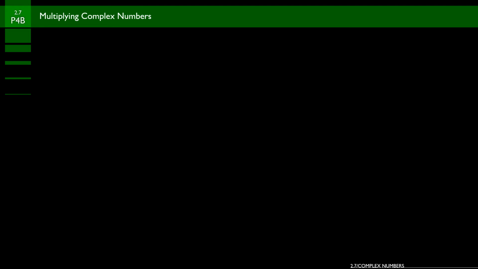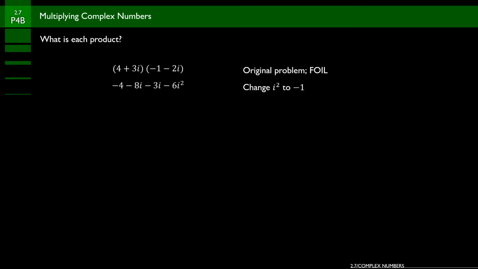So in 4b, we're going to do the same thing, except this time we have binomials. So we'll go ahead and use FOIL. So we get 4 times negative 1 gives us negative 4. 4 times negative 2i gives us negative 8i. 3i times negative 1 gives us negative 3i. And 3i times negative 2i gives us negative 6i squared.